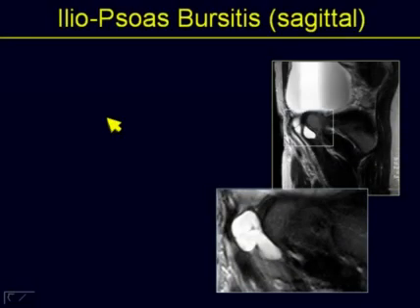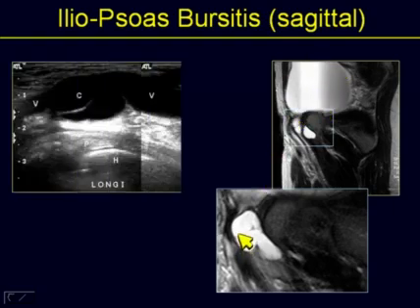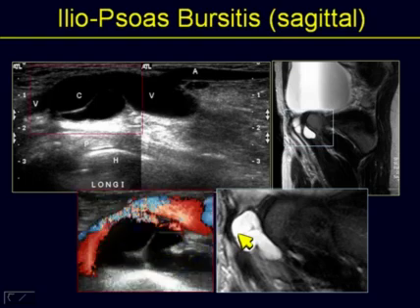Now, if we take a look at this bursitis, notice how it likes to elevate itself out of the joint into the iliac fossa. Likewise, the size of these bursitis can be pretty monumental.